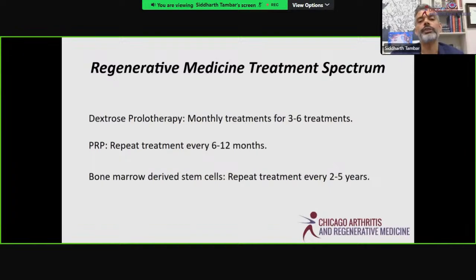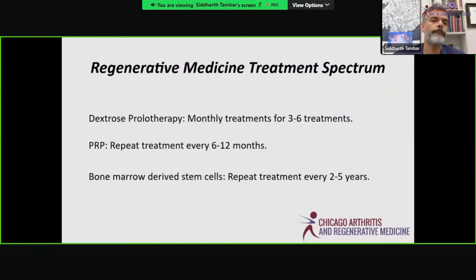So in that treatment spectrum, you have different types of regenerative medicine treatments. You've got dextrose prolotherapy, which is relatively mild. In general, people will require monthly treatments for 3 to 6 treatments. For PRP, it's a stronger treatment. We'll talk about that. Moderate level treatment, repeating treatment if needed, will need to be done every 6 to 12 months. Generally, what can be achieved in 3 to 4 prolotherapy treatments can be achieved with 1 PRP treatment.